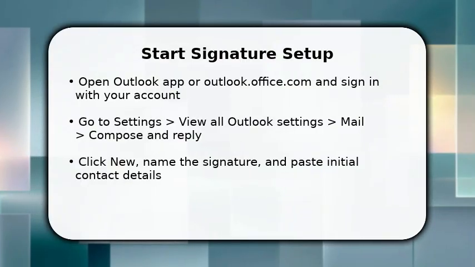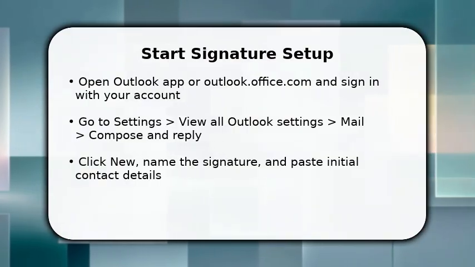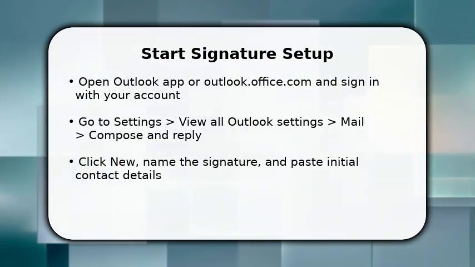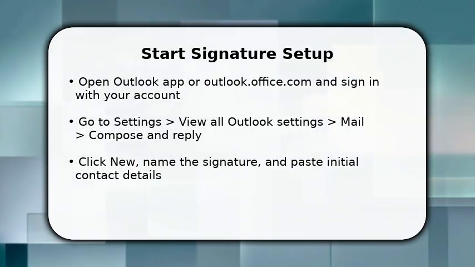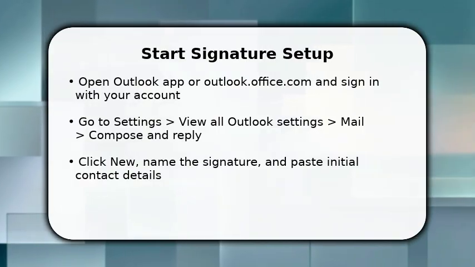You begin by opening Outlook and navigating straight to Settings, because that's where signatures live. Once you're in Mail, Compose and Reply, create a new signature and give it a clear name. This helps later when you manage multiple profiles.